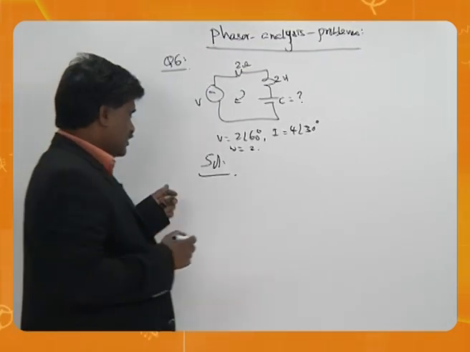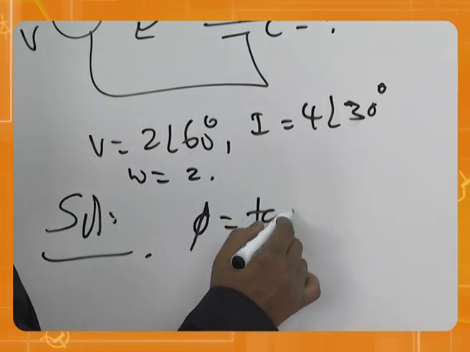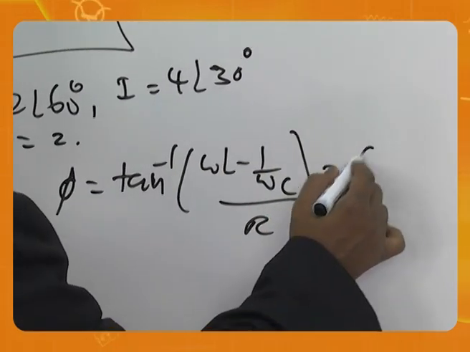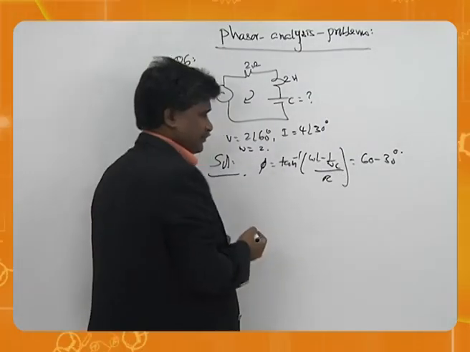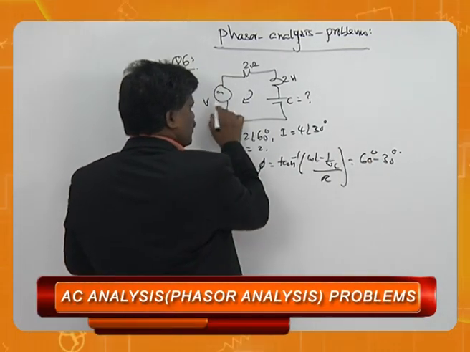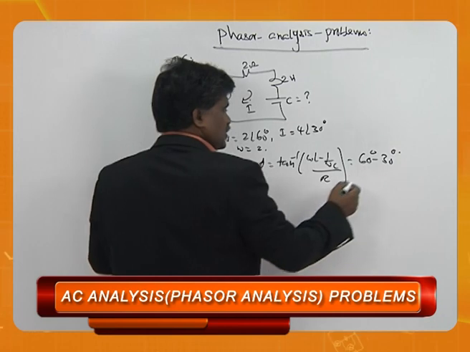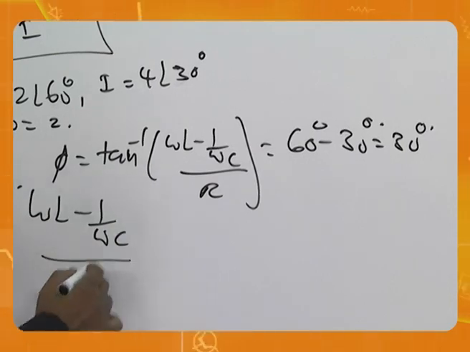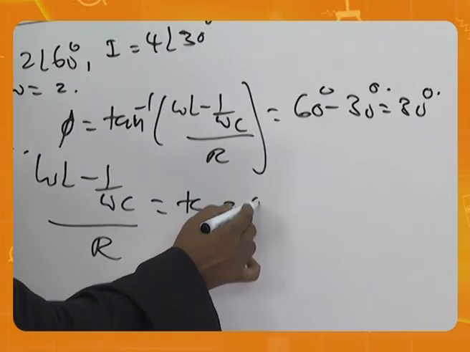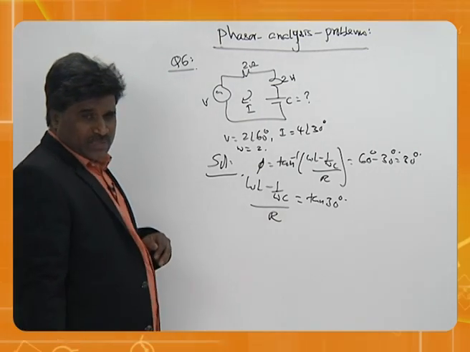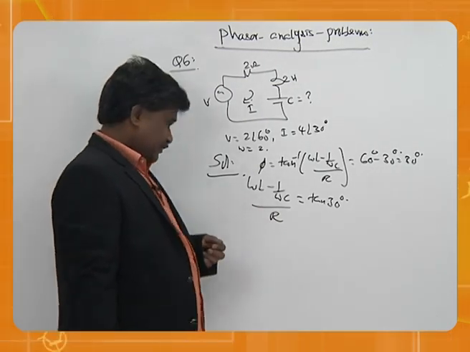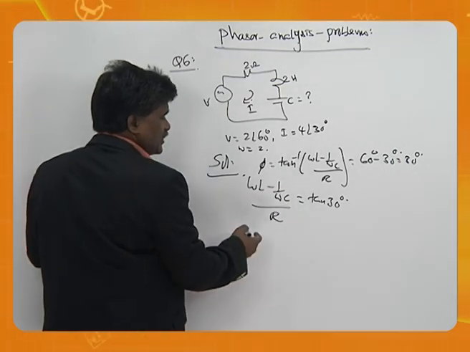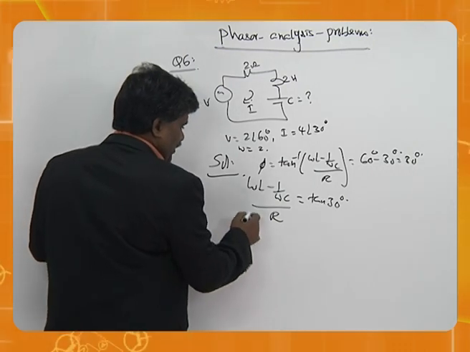If I can directly take it, the phase angle is tan inverse of (omega L minus omega C) by R, which is equal to 60 minus 30. The phase angle created by voltage and current. This is current. So what is the angle here? 30. Therefore, (omega L minus omega C) by R is equal to tan 30. And if you take that tan 30, you know everything here. You know L value, you know everything, frequency.